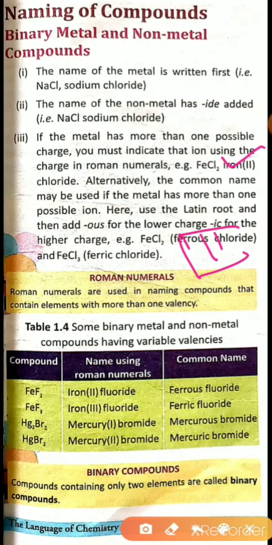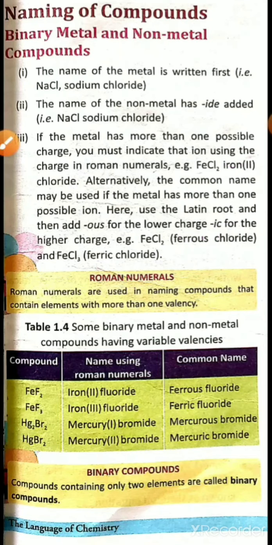So if a Roman numeral is there, that means they have more than one valence. Then some binary metal and non-metal compounds have variable valences. Here we will see the names of the compounds which have variable valency. First one, FeF2, that is iron 2 fluoride. This is the name using the Roman numerals, and this is the common name, that is ferrous fluoride.